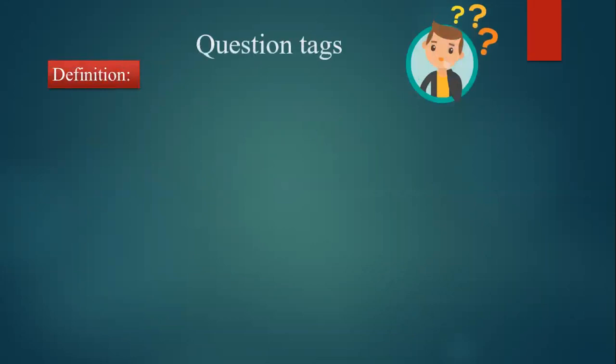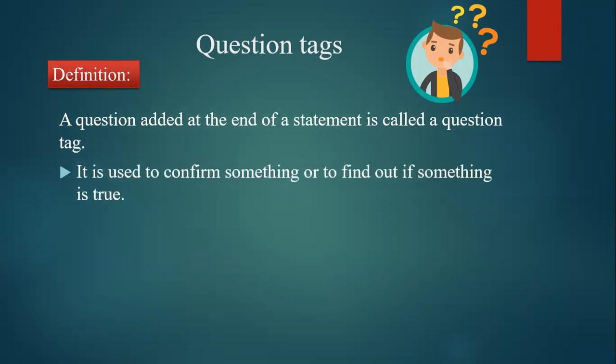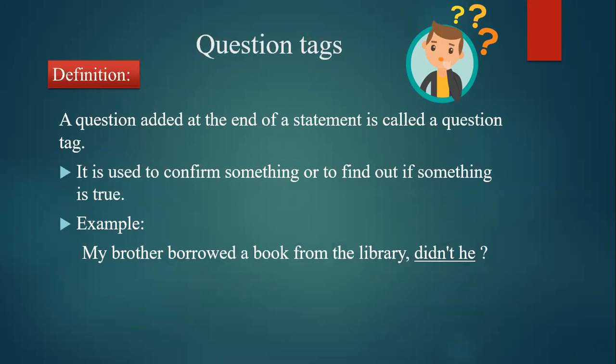Listen to it carefully. Our today's topic is, as I have already told you, question tags. So what are question tags? A question added at the end of a statement is called a question tag. It is used to confirm something or to find out if something is true. For example, my brother borrowed a book from the library, didn't he? Now here we are confirming our statement, whether the brother borrowed the book or he didn't, okay?